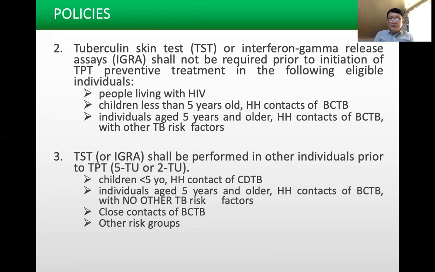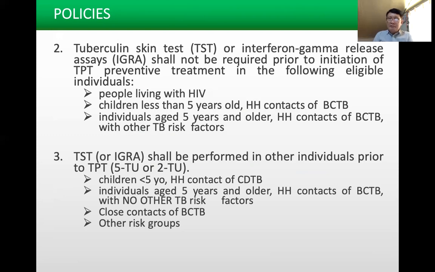Children less than 5 years old. So below 5 years old, household contacts of BCTB, or bacteriologically confirmed TB. Individual age 5 years and older who is a household contact of BCTB with other TB risk factors. Later, we're going to explain to you what the TB risk factors are, and how we can identify them, okay?